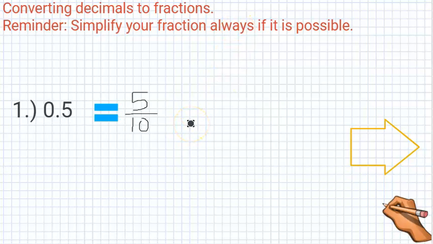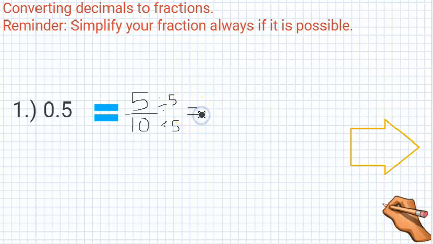So we have to find our GCF, right? Greatest common factor. In this case, we have 5 and 10. We obviously know that we can divide both by 5, and we have to divide on the bottom as well, because when we're simplifying, we need to remember that whatever you divide on the numerator needs to be divided on the denominator.